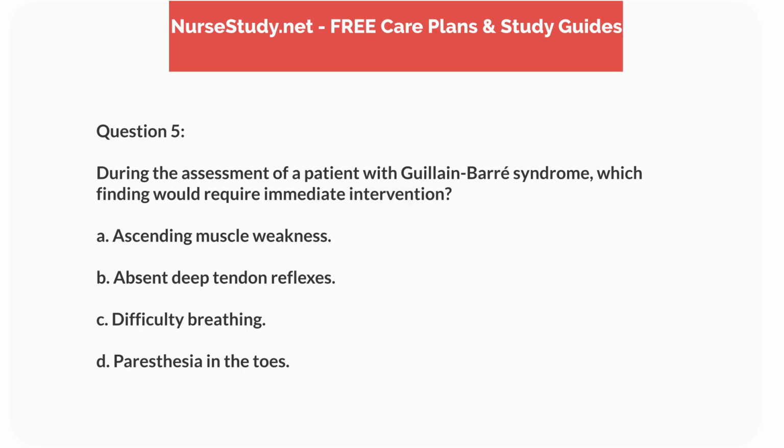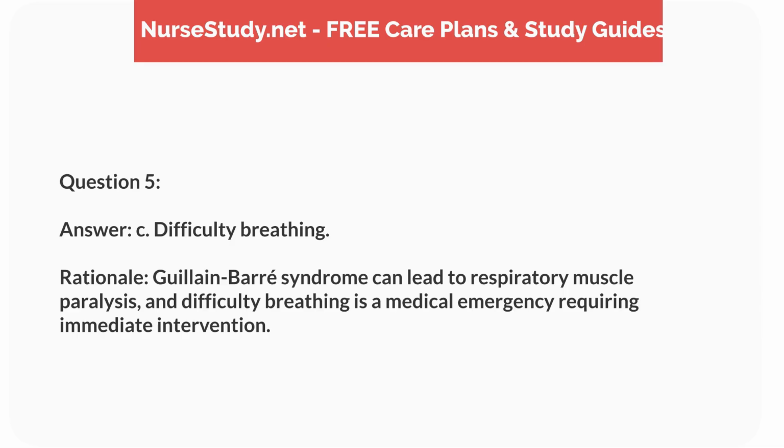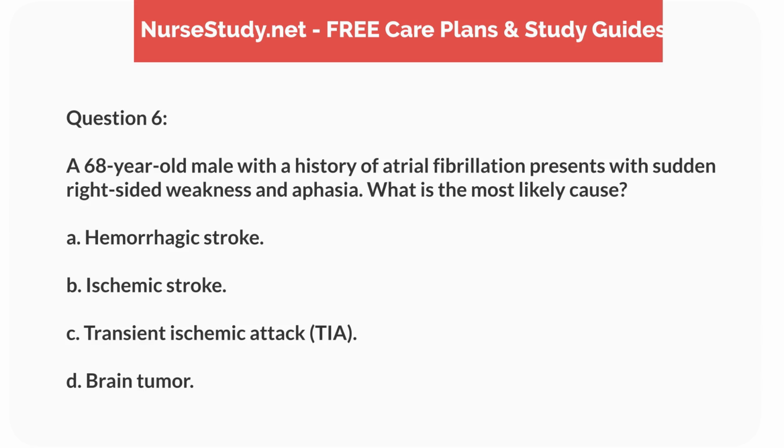Question 5. During the assessment of a patient with Guillain-Barré syndrome, which finding would require immediate intervention? A. Ascending muscle weakness. B. Absent deep tendon reflexes. C. Difficulty breathing. D. Paresthesia in the toes. Answer: C. Difficulty breathing. Rationale: Guillain-Barré syndrome can lead to respiratory muscle paralysis, and difficulty breathing is a medical emergency requiring immediate intervention.